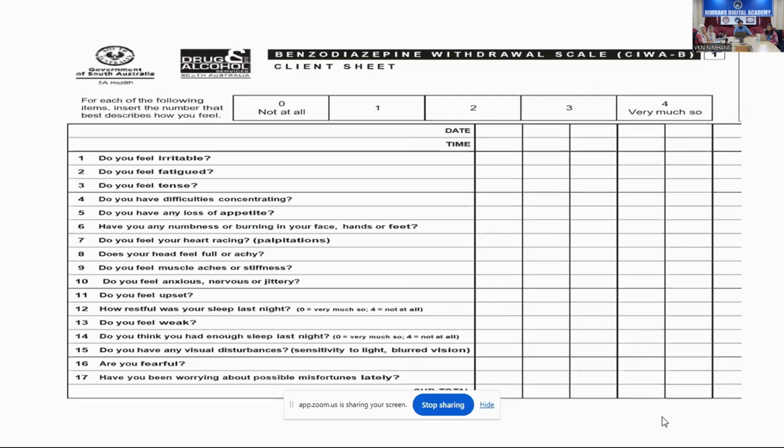So to monitor the benzodiazepine withdrawal, I think this is a scale that we all are aware of. This is CIWA-B. It can be divided into objective and subjective, and then obviously in monitoring, CIWA-B less than 20 is mild, 20 to 40 is moderate, and more than 40 is severe.